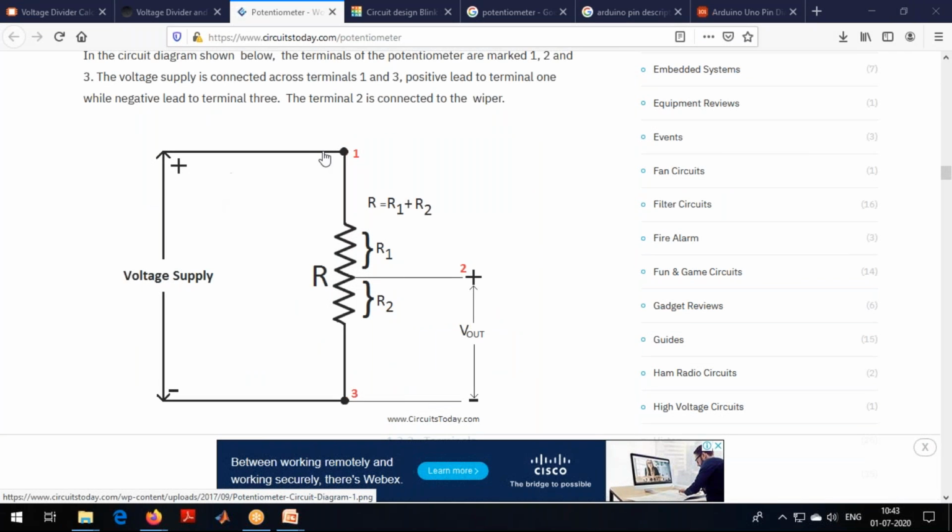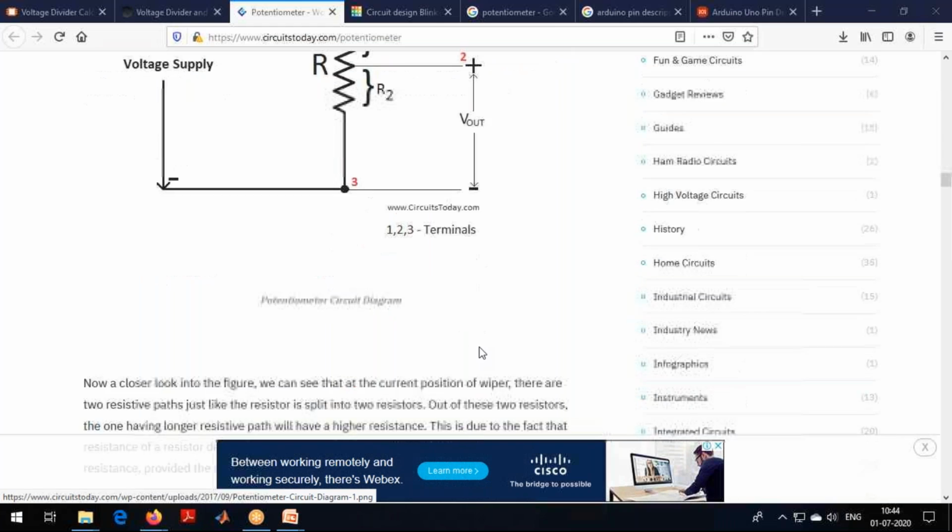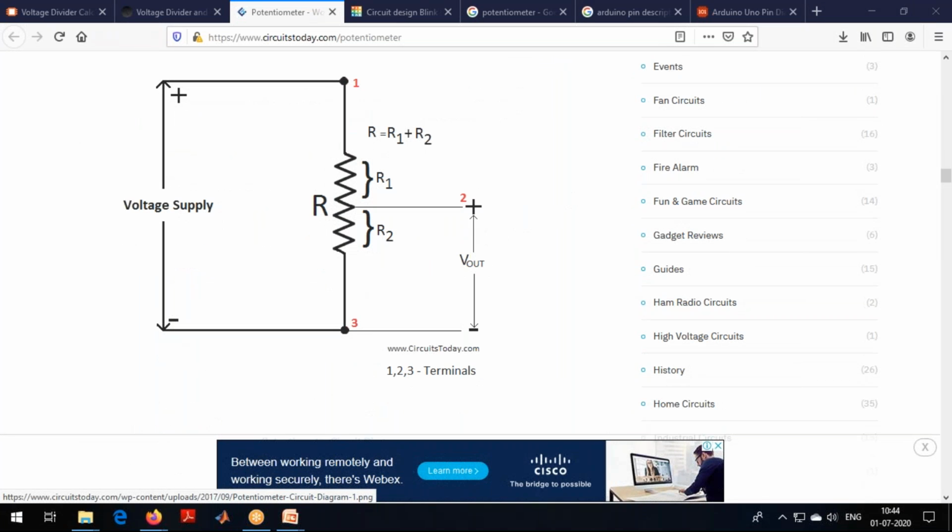In a circuit, we will be connecting this potentiometer like this. The first and third pins we will be giving to the voltage supply. The remaining second pin is where we are going to take the output. Where are we going to use this one? For example, we have a battery, a 9-volt battery.